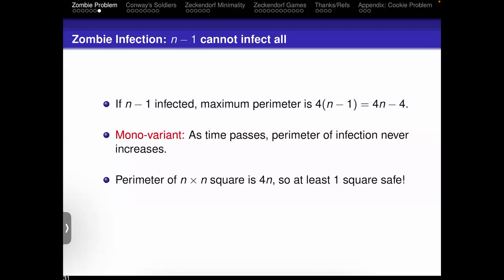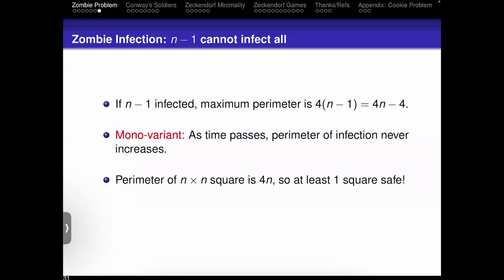Is it possible that there's only 1 safe square? No. Why not? Because 1 square has either 2 or 3 or 4 neighbors. Good. Right. So no matter what square you are, you have to have at least 2 neighbors, so you have to be infected. So our proof tells us initially that there has to be 1 safe square, but we now get for free there have to be at least 2 safe squares.